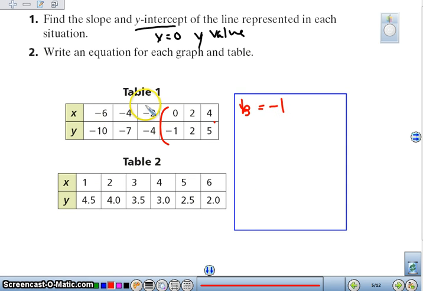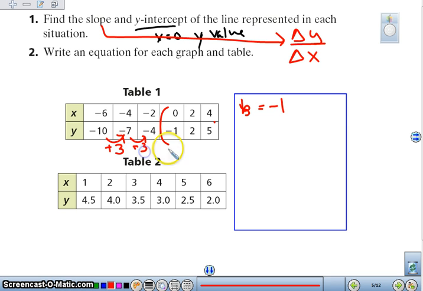But now I need to look for the slope. And the key thing to remember with slope is that slope is the change in y divided by change in x. So how is my y value changing? Well, from negative 10 to negative 7, I am adding 3. And it looks like I continue to add 3. So people can often make the mistake that the slope is 3, because the y is changing by 3. But we have to look at how does our x change. And in this table, our x is changing by 2. We're adding 2 each time.